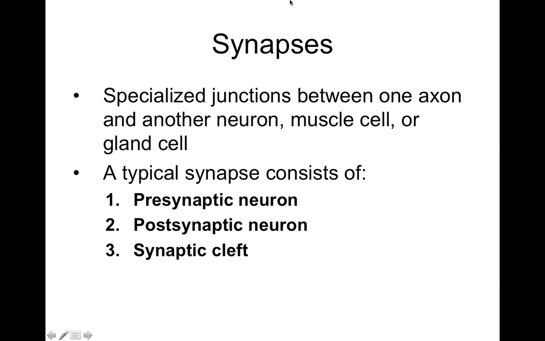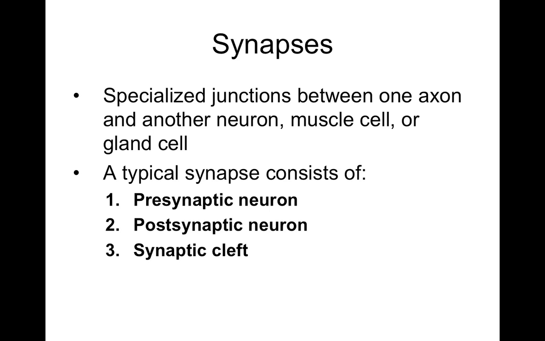Now, where nerve cells communicate, we call it a synapse. A synapse is basically where one nerve cell communicates with either another nerve cell or another glandular or muscular cell in the body. That forms a synapse, which is basically a specialized junction where one cell can communicate with another. And so we have a presynaptic neuron, a postsynaptic neuron, and a synaptic cleft. This is kind of like we talked about last week.